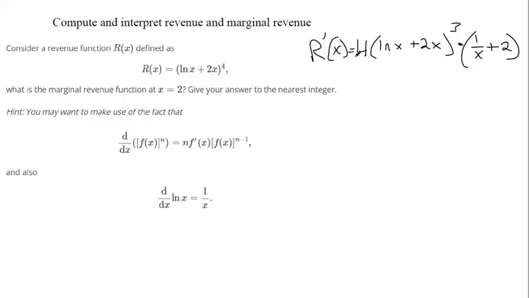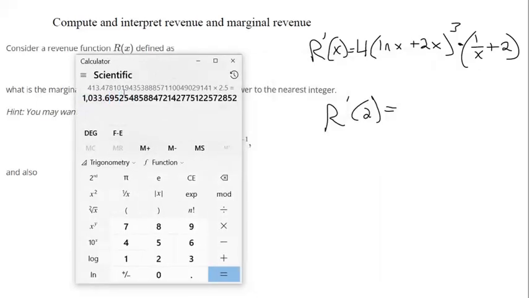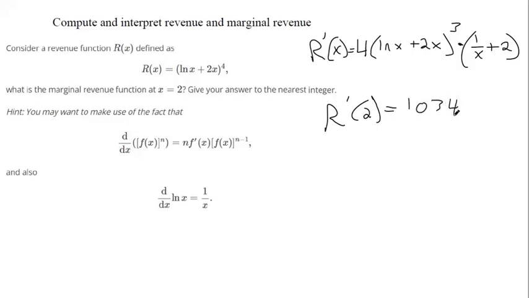Okay? And they want to know the marginal revenue at x equals 2 and round to the nearest integer. So we're taking the derivative, but we're plugging 2 into it. So we just need to know what this is when we plug in x equals 2. And I see I already did it. It's 1034. Okay? That's the marginal revenue at x equals 2. Plug in x equals 2, and that's what you should get when you round to the nearest integer. And that's it. So their revenue is increasing by $1,034 per time period. Per x, I guess. I don't know what x is because they never said.